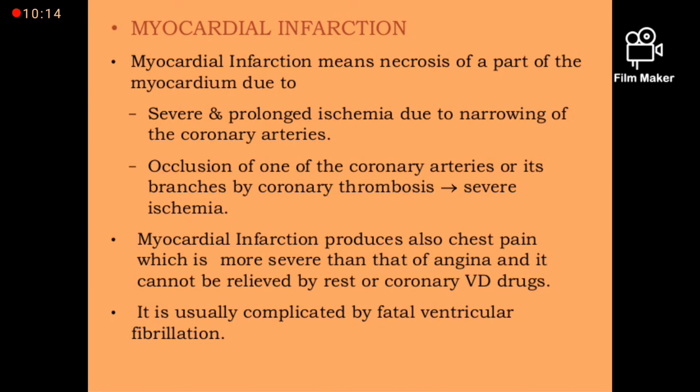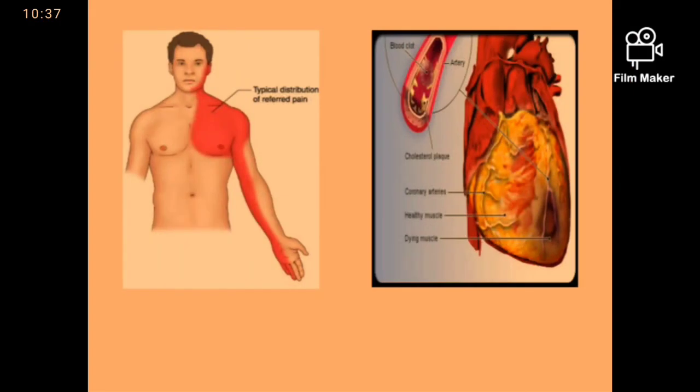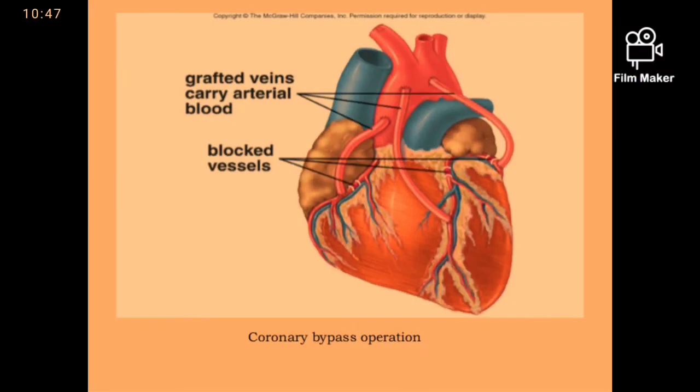mechanisms or medicines. A myocardial infarction is permanent damage, meaning necrosis of part of the myocardium, due to severe prolonged ischemia or occlusion of one of the coronary arteries or its branches by coronary thrombosis or severe ischemia. Myocardial infarction also produces chest pain, which is more severe than angina. Here you can see the area of angina, and in case of infarction there will be a burning sensation along with perspiration, and the nature of pain is more severe.